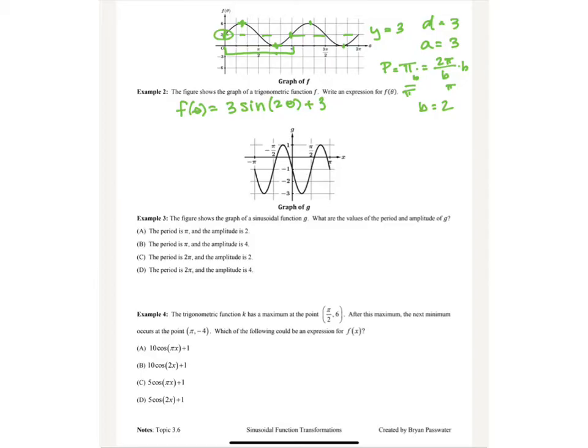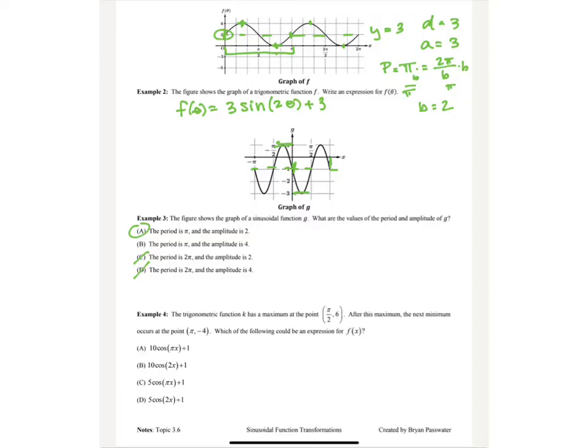Okay, here comes example 3. It says this figure shows the sinusoidal function g. What are the values of the period and the amplitude? Period. Start to finish. What you got? Pi. I think the period is pi, so I'm already done with C and D. Amplitude, distance from midline to extreme. 2. Don't think that amplitude is top to bottom, crest to trough. It's half the distance from crest to trough. Okay? Midline to max. Cool.